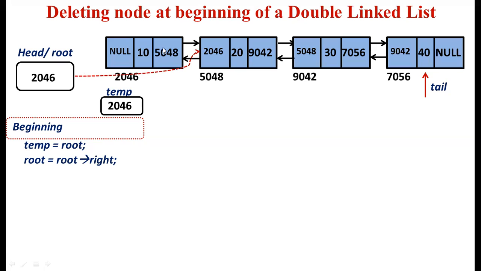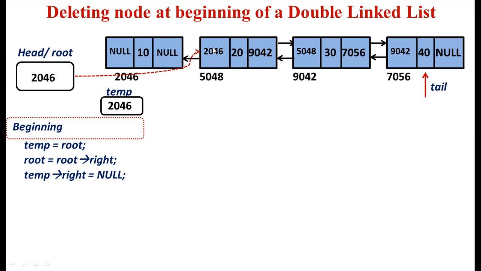Understood? So we have to place the null value here so that this connection will get disconnected. So what is it? It is temp to right. So here, temp to right, we have to place the null value so that this connection will get disconnected. So we are placing temp to right is equal to null. So automatically this connection we are going to lose.